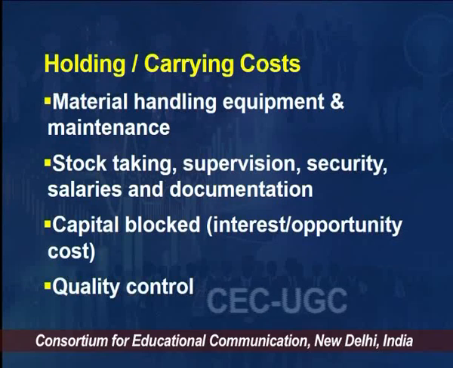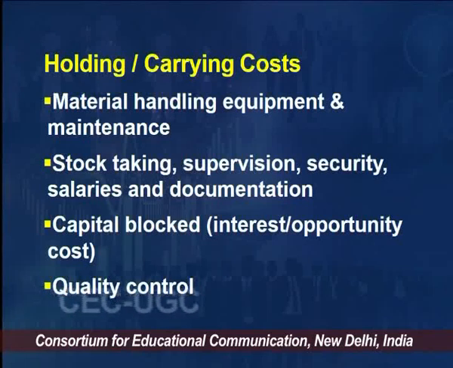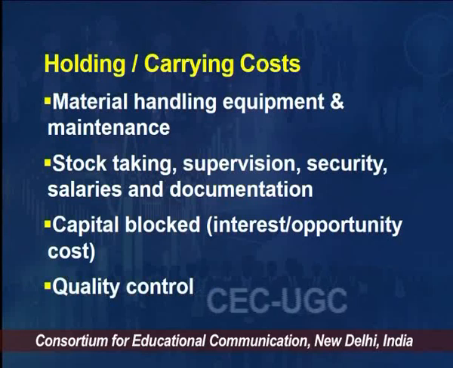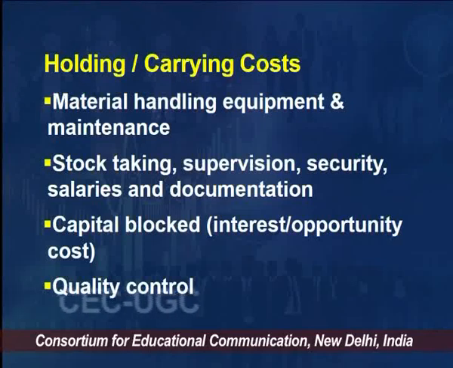Then there are other examples of holding and carrying cost which we will see from the slide. Material handling equipment and maintenance, stock taking, supervision, security, salaries and documentation, capital blocked, that is interest or opportunity cost, quality control. So you will have to have more material handling equipment to store the materials, to move the material from one place to the other. Then every time there should be some supervisors for stock taking. A lot of documentation is involved and quality control also has to be maintained for the stocks which are there in the godowns.